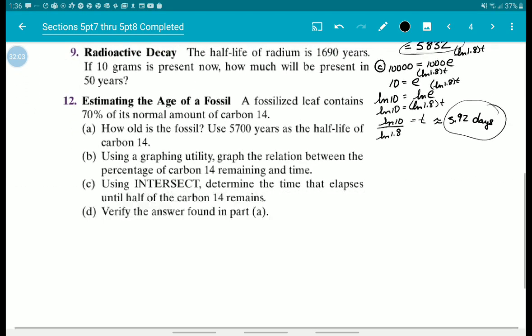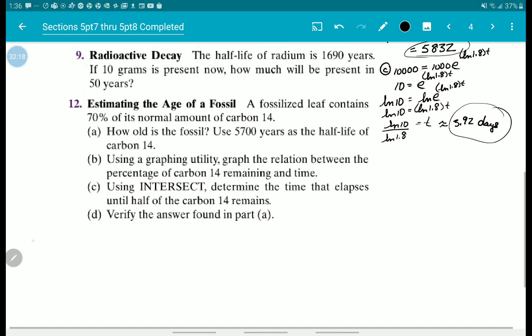Okay, let's look at number 9. In 9, we're talking about half-life. So the half-life of radium is 1,690 years. If we have 10 grams now, how much are we going to have in 50 years?